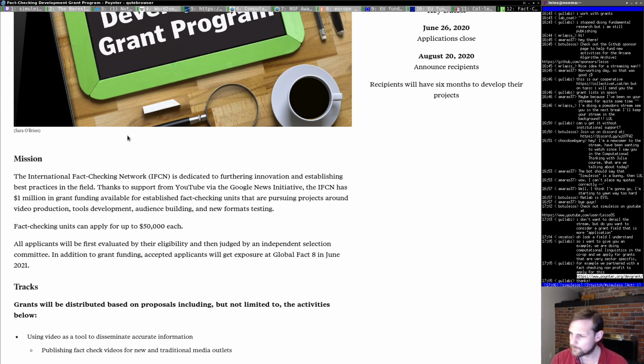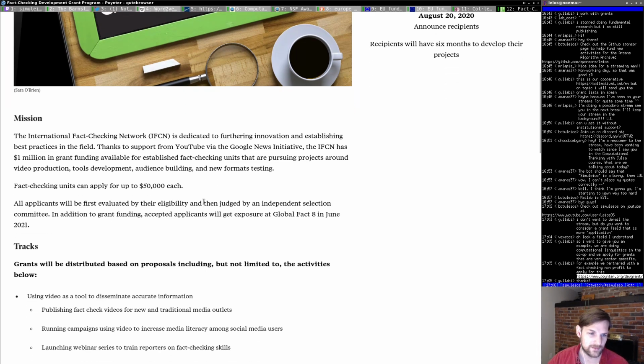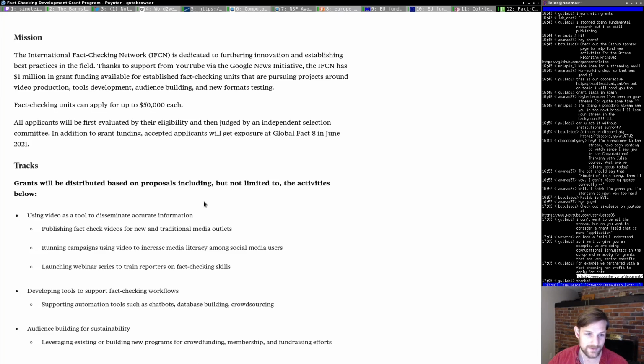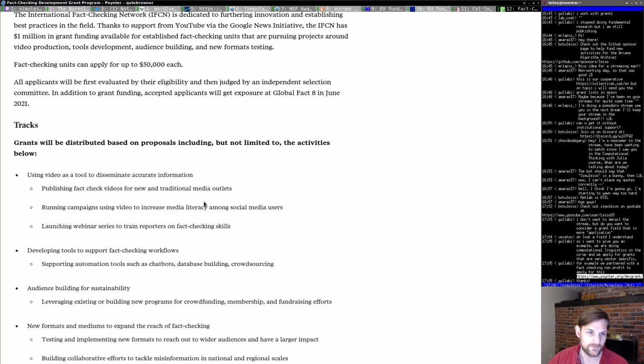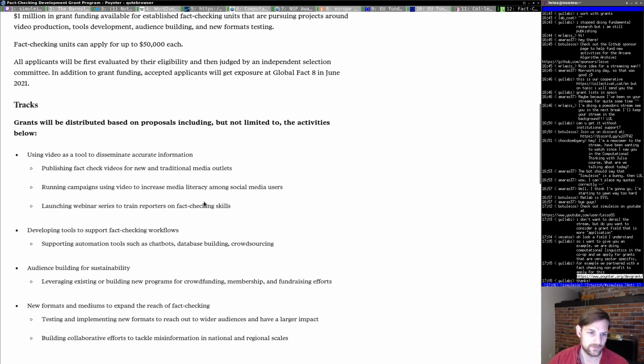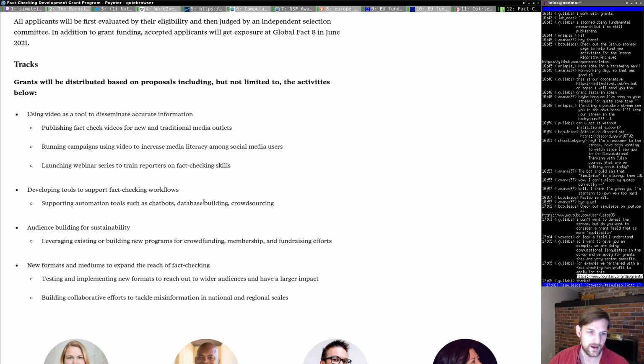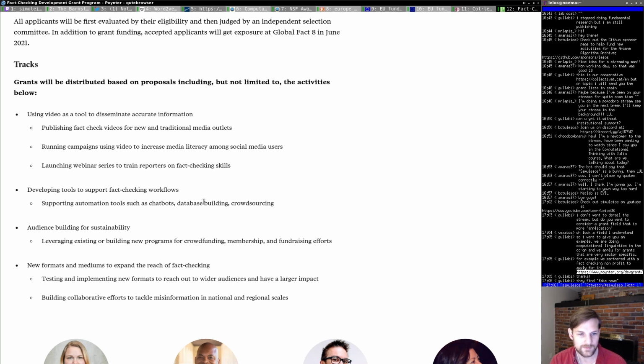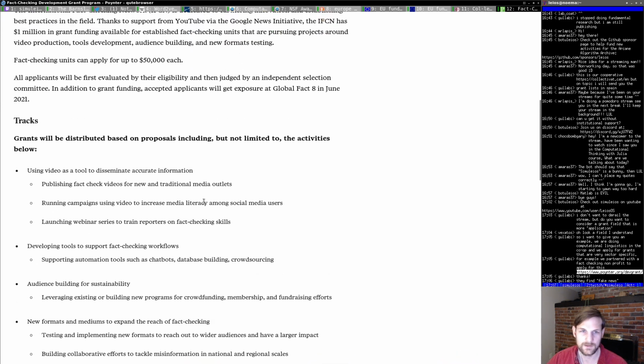So how do you apply? What is a fact-checking unit? What does that mean? Grants will be distributed based on the proposals, including but not limited to activities below. Using videos as a tool to disseminate accurate information. Publishing fact-check videos for new and traditional media outlets. Developing tools to support fact-checking workflows. Audience building for sustainability, leveraging existing or building new programs for crowdfunding, membership and fundraising efforts, new formats and mediums to expand the reach of fact-checking. They find fake news? Right.